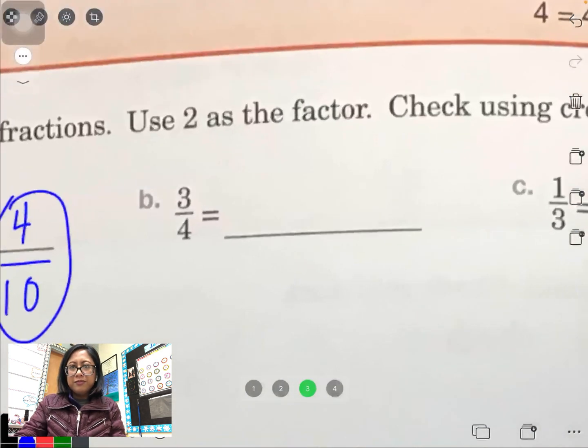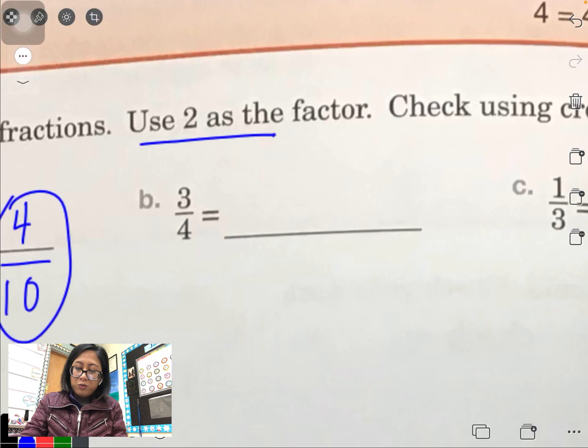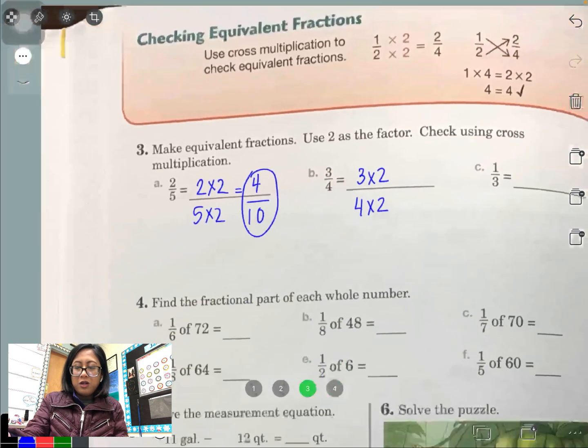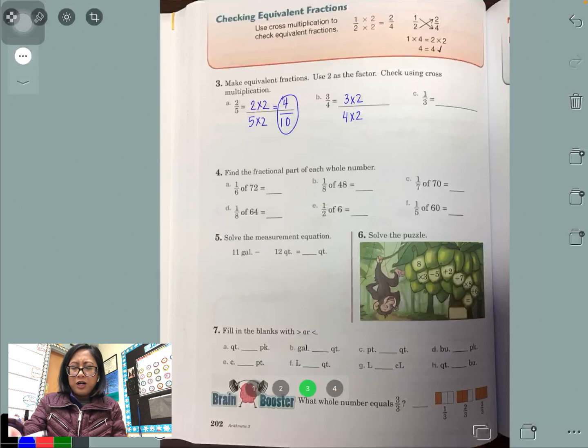There you go. Okay, now you can try this here too if you want on your own. What you're doing is the same thing. You're just multiplying 2 because it says use 2 as a factor. 3 times 2, 4 times 2. But we're definitely going to do it at our Zoom meeting.